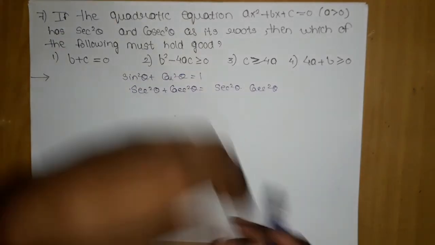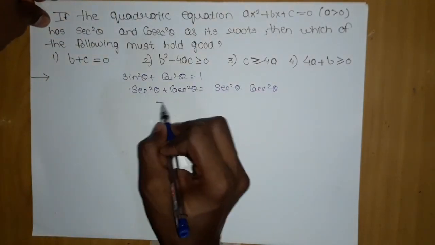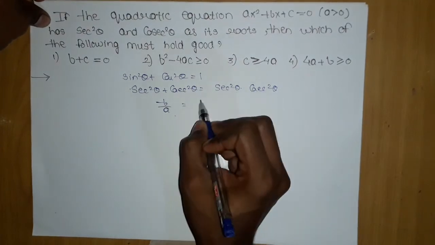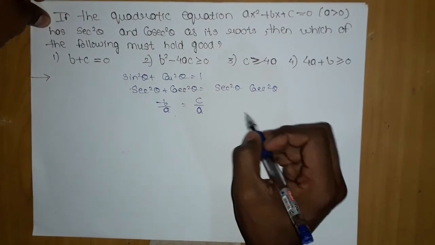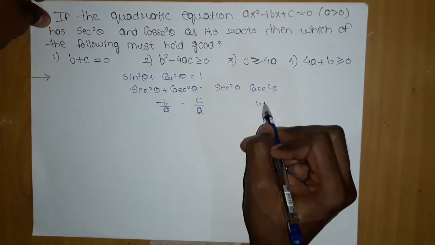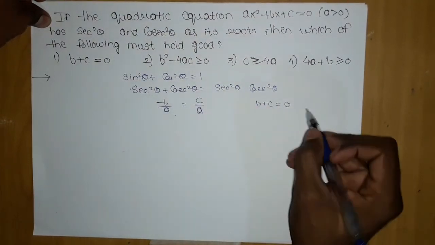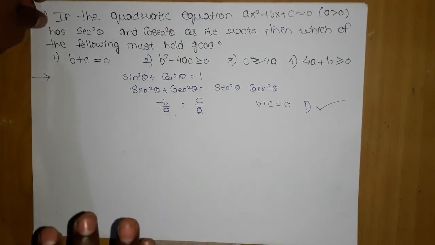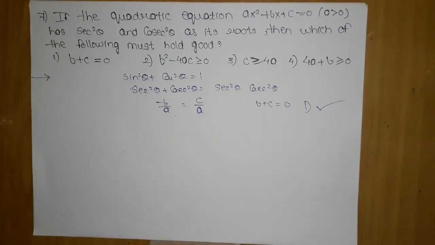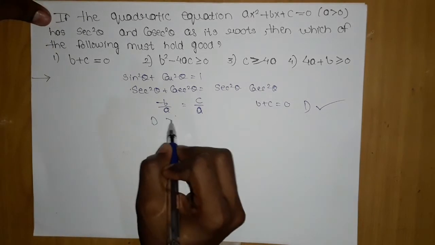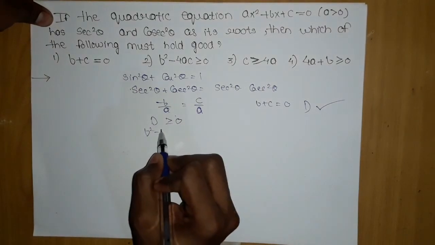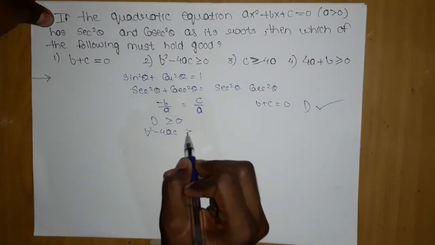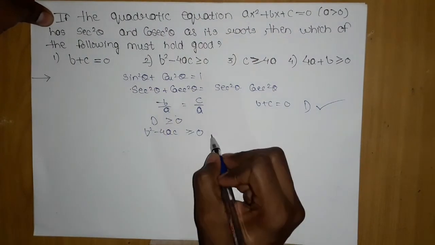Let me take the sum and product. Sum is minus b by a, product is c by a. The a will nullify and we will get b plus c equals to 0. So we got first option, which is correct. Now a is greater than 0 and sec square plus cosec square theta are positive, then the root will exist. So D will be greater than or equal to 0, and then b square minus 4ac should be greater than or equal to 0. So second is also correct.